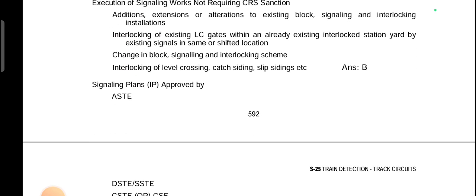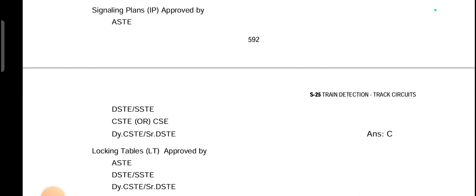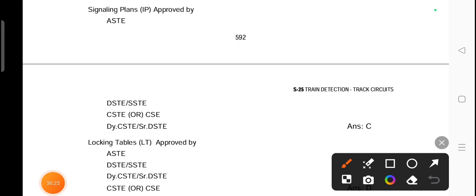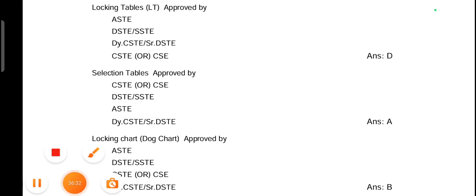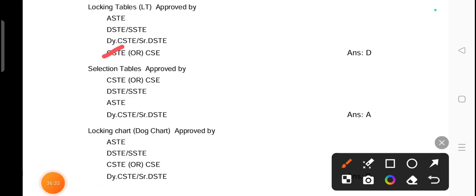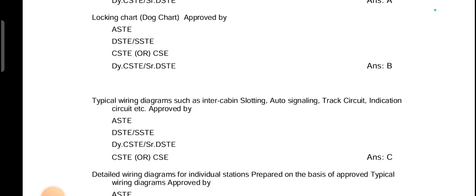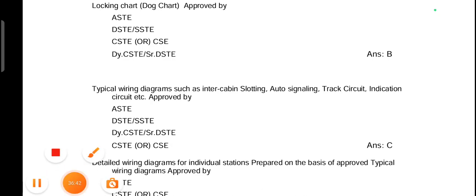Next, signaling plans (IP) approved by CST or CSE. Next, locking table (LT) approved by CST or CSE. Selection table approved by CST or CSE. Locking chart approved by DST or SST.